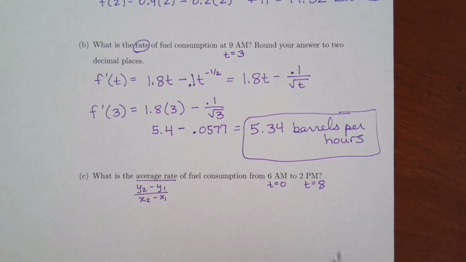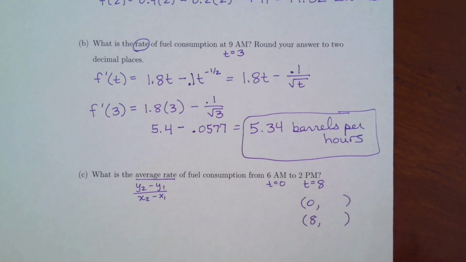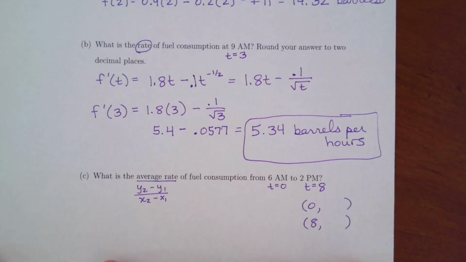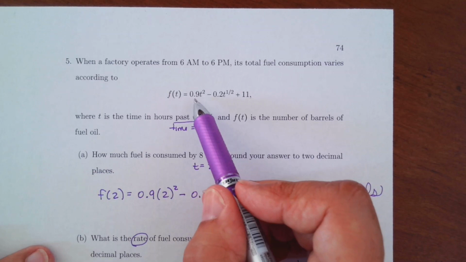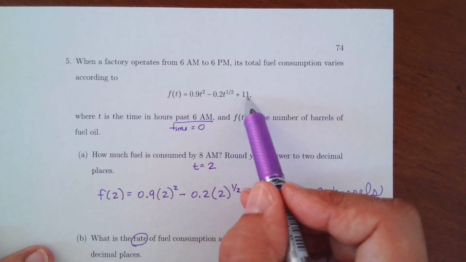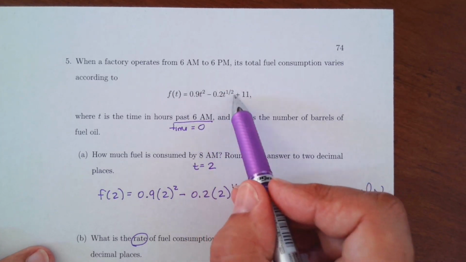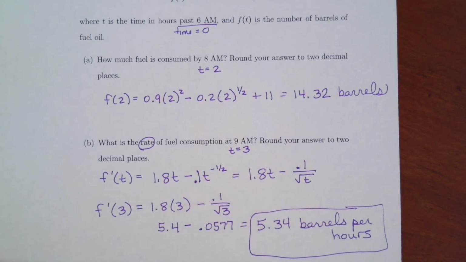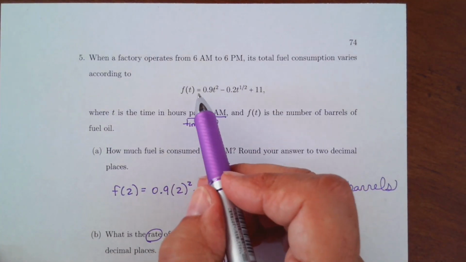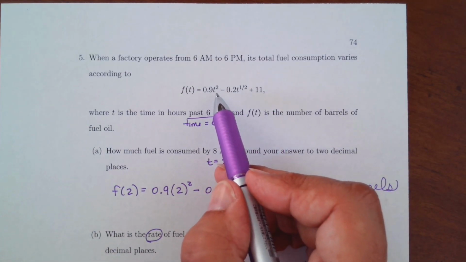So for average, I need the ordered pairs. So I need to know 0 what and 8 what. I need to know those ordered pairs, and then I can plug them in here. So you get your y values, or in this case, the fuel number from the function. So we're going to plug 0 in here, which is easy. If you plug 0 in here, this term will be 0, and this term will be 0. So f of 0 would be 11. So all I really have to do is plug 8 in here to get what happens at 2 p.m. So we're going to plug 8 in there.